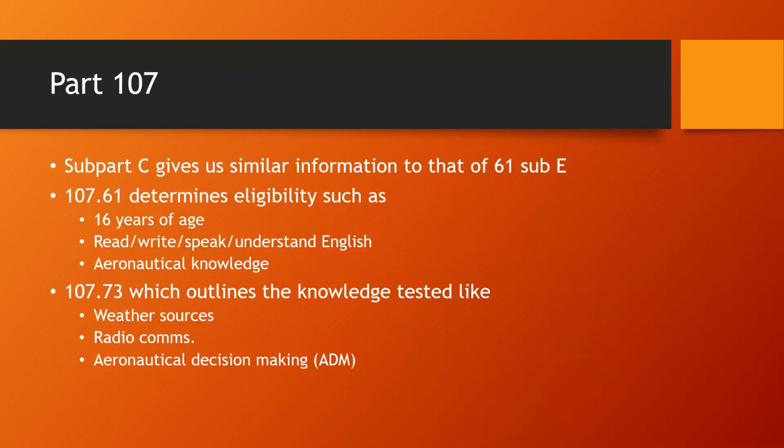Part 107, this is related entirely to drones. It was added more recently than all the other sections. If you're interested in getting your commercial drone license, this is what you're going to be studying instead of most of these other regulations. But it's important to know if you just want to be curious about what it takes to fly a drone. It has different subparts, like Part 61, that determine eligibility, what you need to know, and everything pertaining to getting a rating as a Part 107 commercial drone pilot.